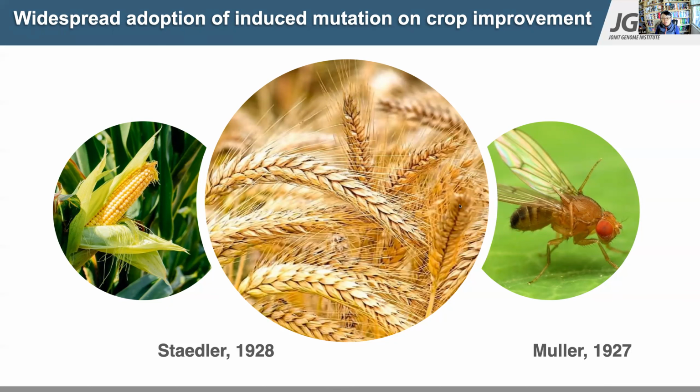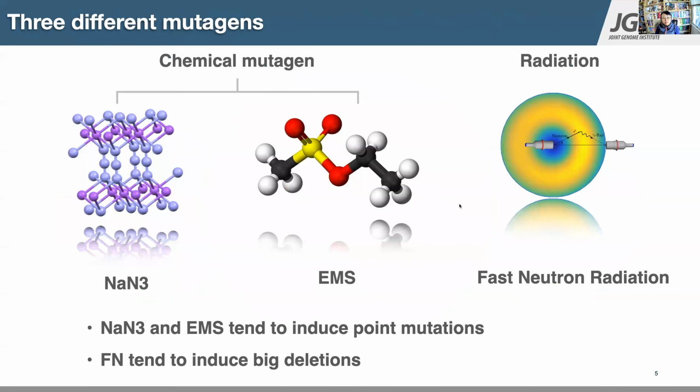So what mutagens do people normally use? There are three classic types of mutagens: two chemical mutagens, sodium azide and EMS. These two cause point mutations. The third one is radiation, that is, fast neutron. This usually causes big deletions. Those mutagens have been used for 200 species, and many of these mutant varieties have made an enormous economic impact on agriculture and food production.